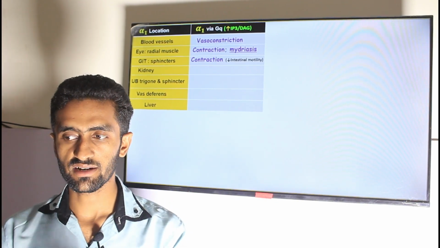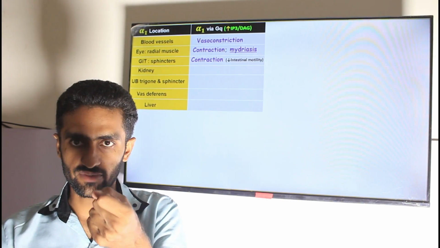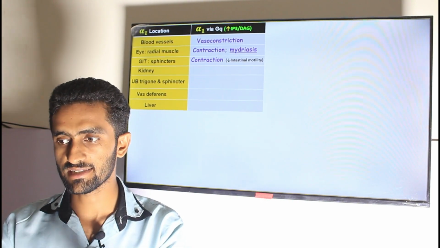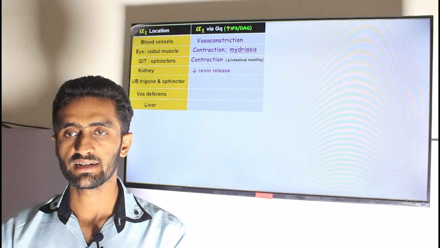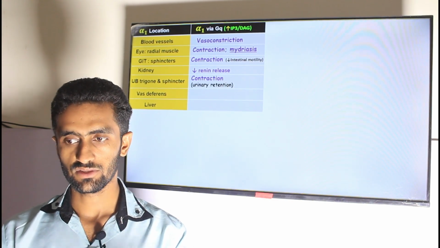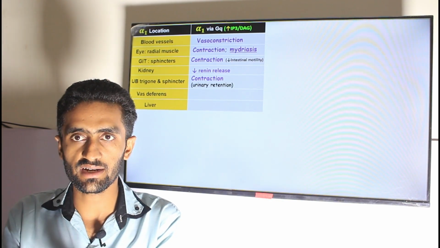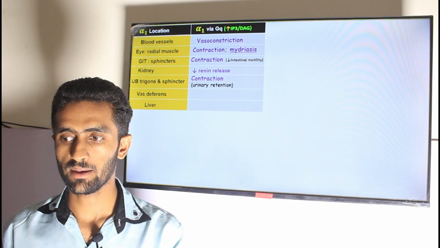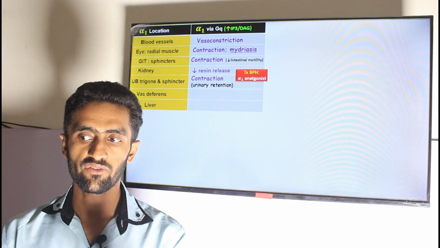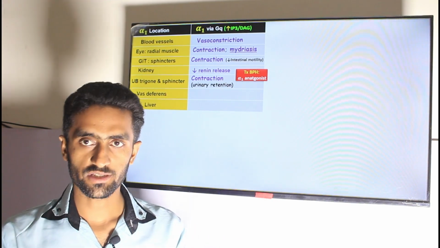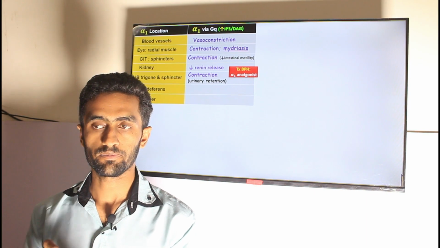GIT sphincter contraction. Alpha 1 decreases intestinal motility, meaning your sphincters are closed and your peristalsis goes down, so they can cause a constipation problem. Kidney, decrease renin release. In the trigone, they cause contraction and urinary retention, so as they contract, your urine cannot come out. So you can give an antagonist of alpha 1 for BPH, benign prostatic hypertrophy, to treat the BPH.